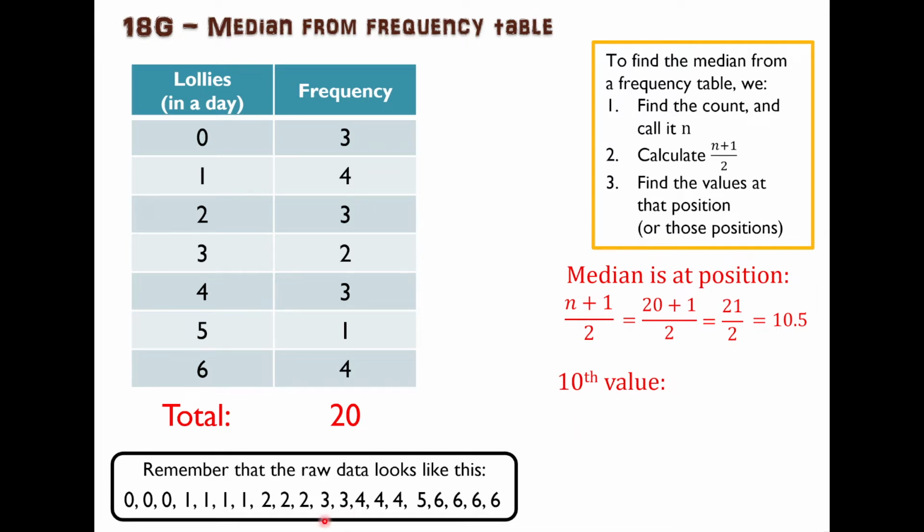Now if you had the raw data, you could count across 10 numbers, but if there were 300 results for each of these, you're not going to count them by hand, are you? So we're going to use our trick, and our trick is to find the 10th value in this table. To make it easier, let's add a running total where we keep track of the total of the frequencies so far.